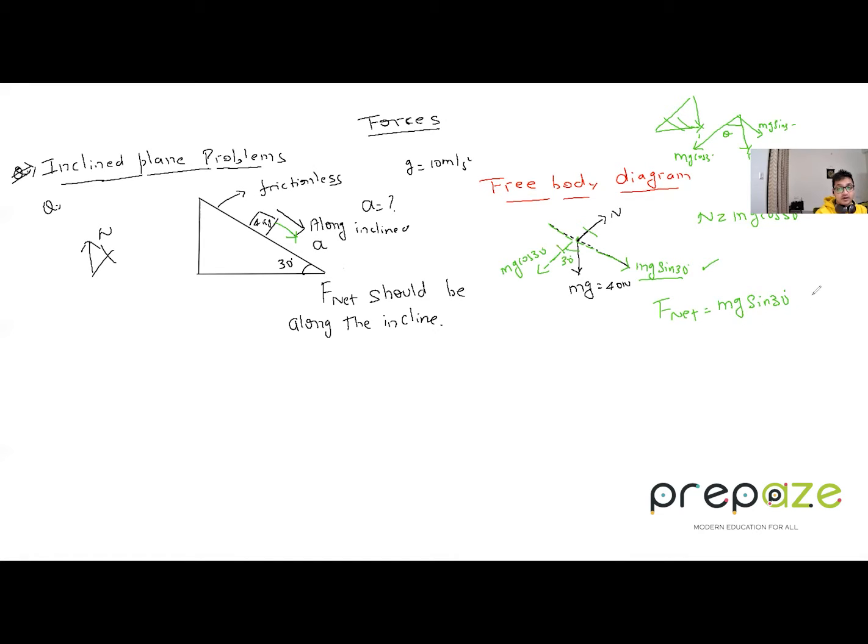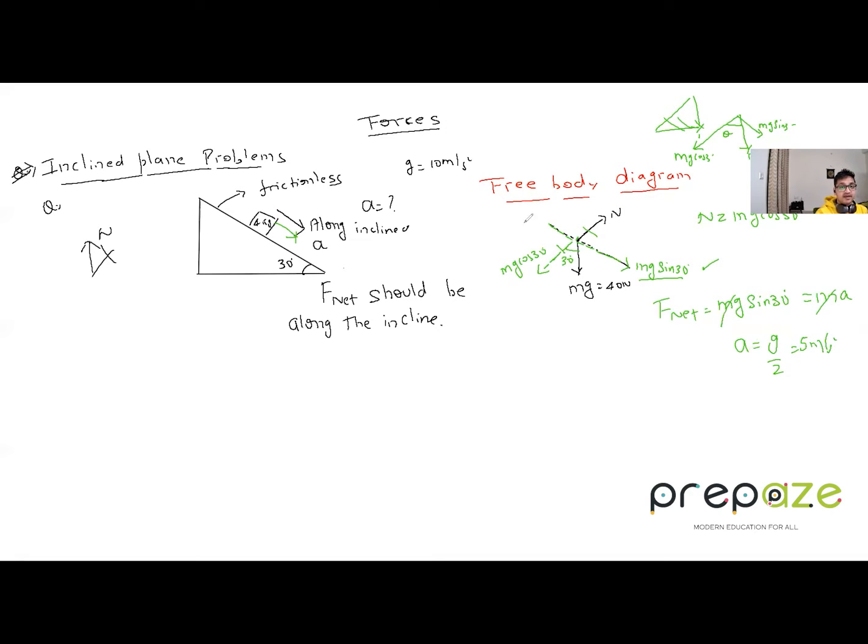Now what is F net according to Newton's second law? It is F net equals ma. The mass cancels out. So what is the acceleration now? It is g sin theta, and sin 30 we know is half, so g by 2. That is 5 meter per second square along the incline. So that's how we solve this question.